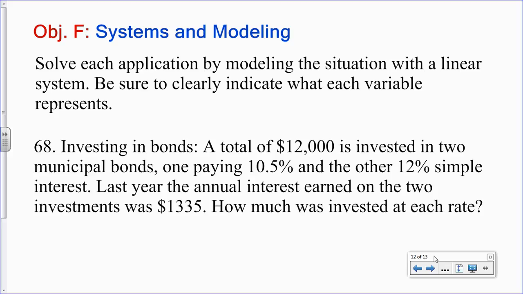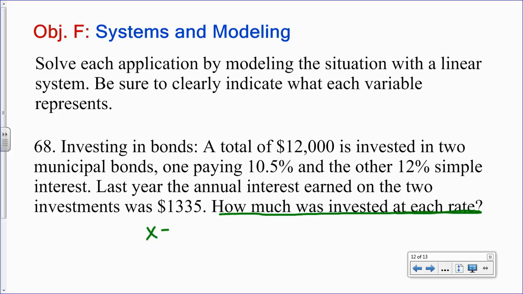So I know I have to use a system because the question says, how much was invested at each rate? So this is where I can find my variables. I have each rate. The word each tells me I'm looking for more than one thing, which means I need a system. So I'm going to need 2 variables and 2 equations. Okay? So 2 variables, 2 equations.